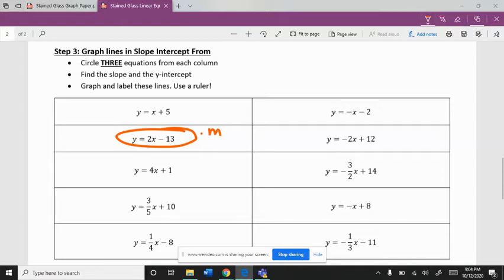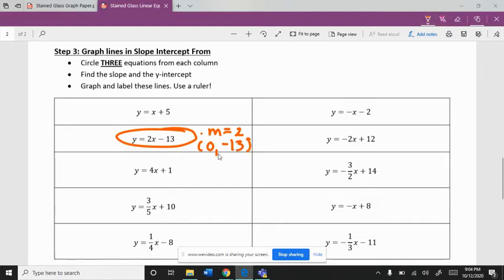All right, your slope, which is m, would be 2. And then your y-intercept is the -13. Remember, that's a coordinate point. So that's the point 0, comma, -13. And we're going to plot that and get our line.